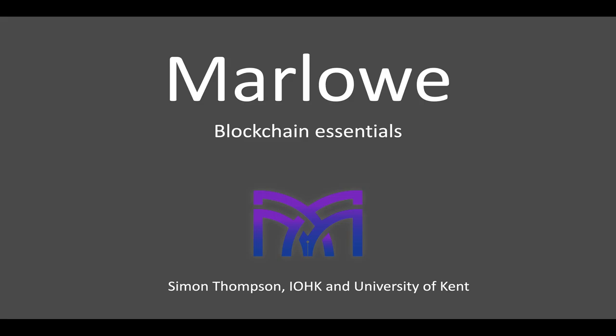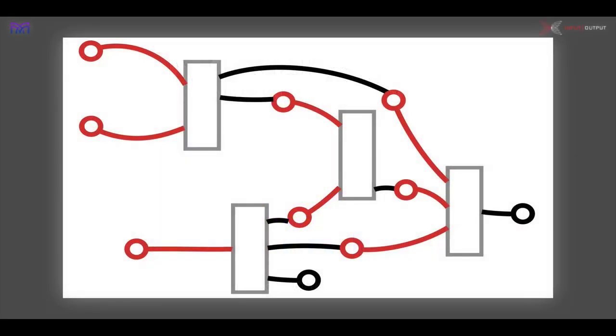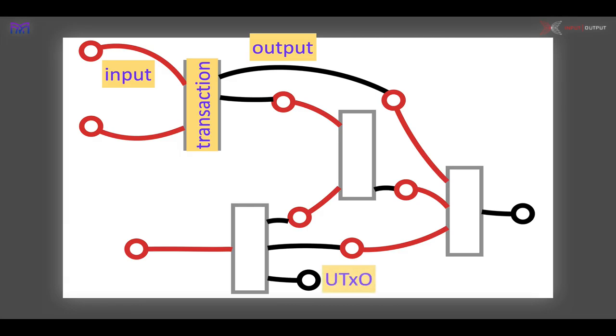In this video, what I want to do is talk about the essentials of blockchain, what we need to know to really understand how Marlowe is built. So let's start off by just describing what a blockchain is. What we have is a collection of transactions, and what those transactions do is allow us to flow digital values from inputs to outputs. You can see that the inputs are labeled red here, the outputs in black.